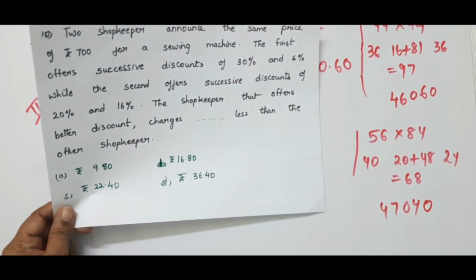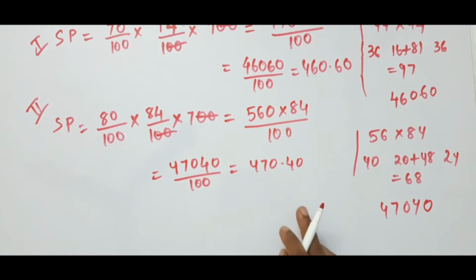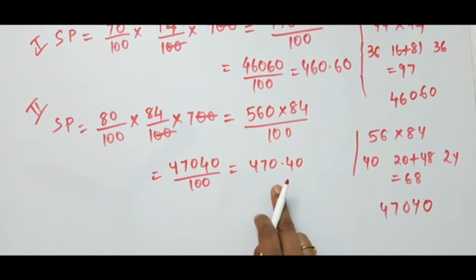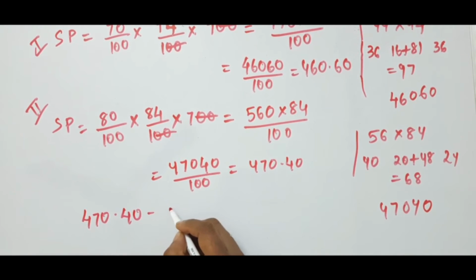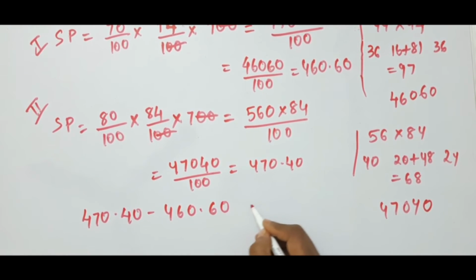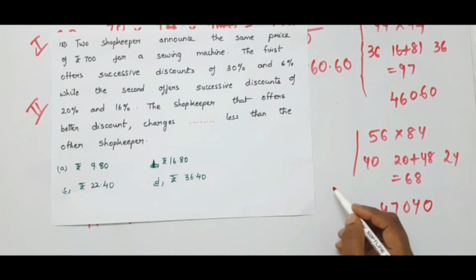Now we have to find how much amount the shopkeeper should give. Is it not? One shopkeeper should give the other. So we have to subtract this minus this. Is it not? 470.40 minus 460.60. So this is equal to 0 and it is 1 here. So you will get 8 point, and you will be left with the 9. So 9 and here 6. Is it not? So 0 0. So we got 9.80. Let us go to the options and check where it is. It is option A.